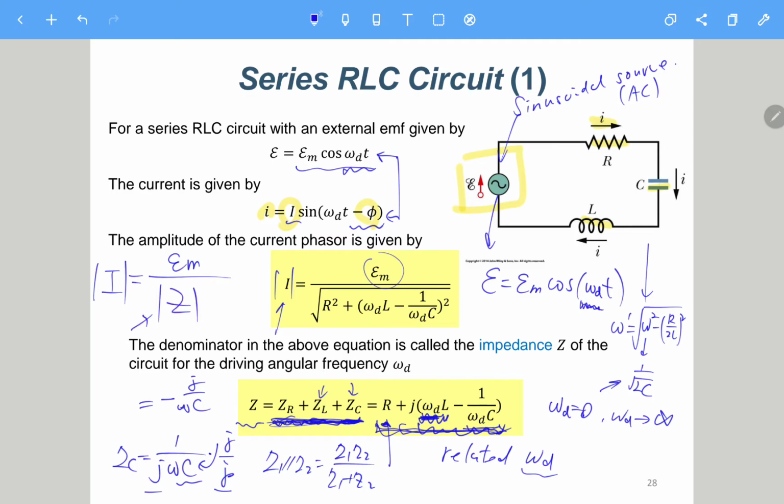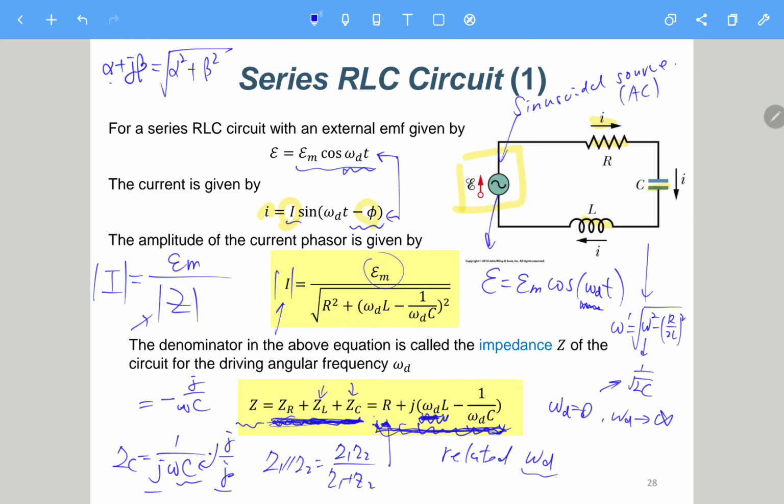So this is the absolute value. You can see here, this is a complex number. We need to calculate the absolute value. The absolute value of a complex number, if we have alpha plus j beta, so this is an arbitrary complex number, will be alpha squared plus beta squared, and then take the square root.